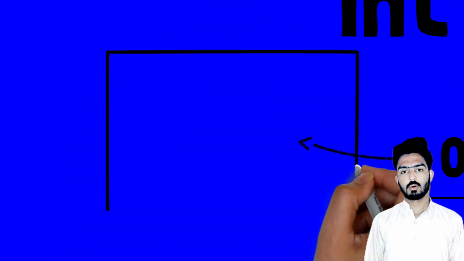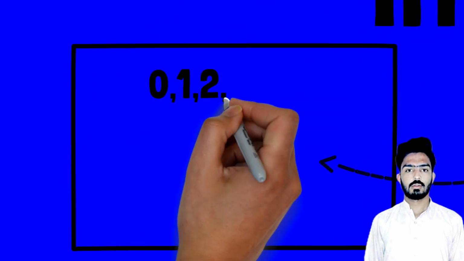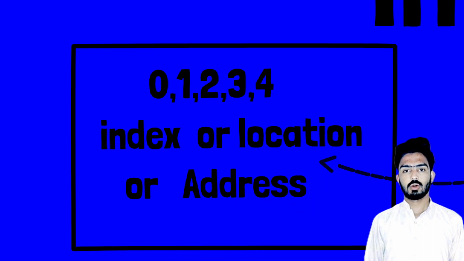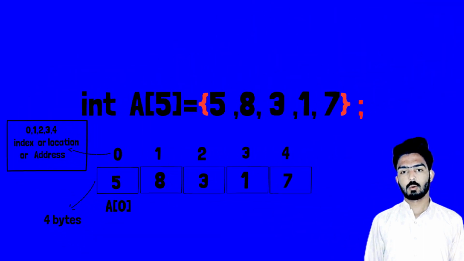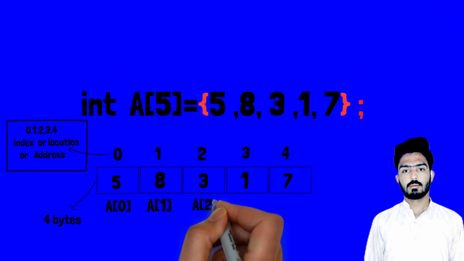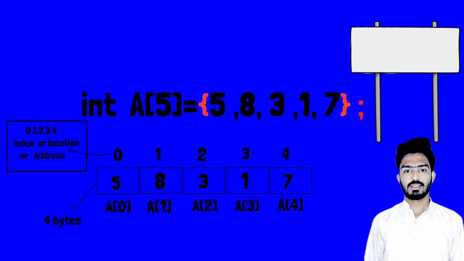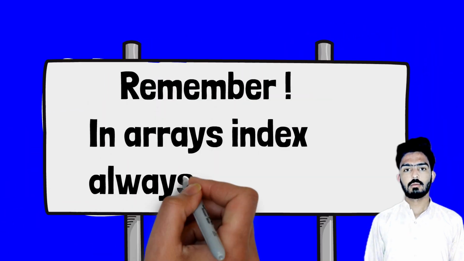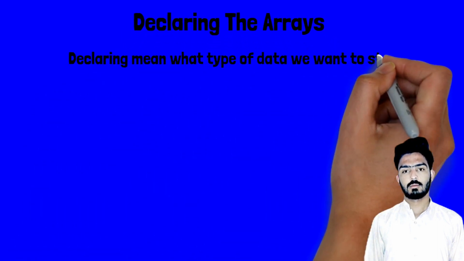Here 0, 1, 2, 3, 4 are the locations or indexes of the 5 integer values we store in an array: A0, A1, A2, A3, A4. Remember, in arrays the index always starts from 0. Declaring the array: declaring means specifying what type of data we want to store.